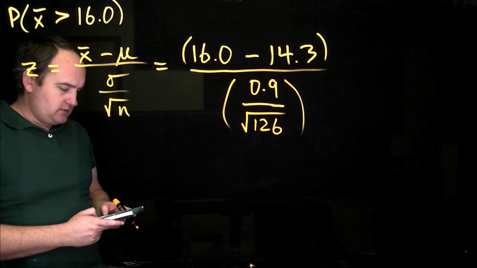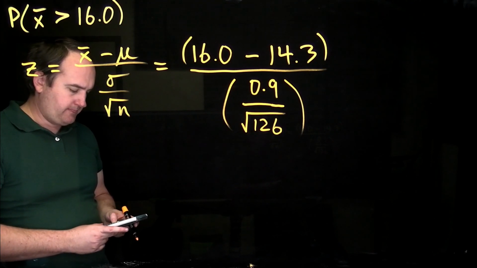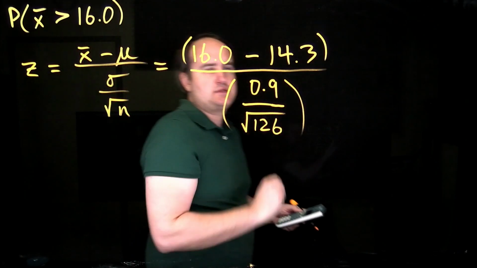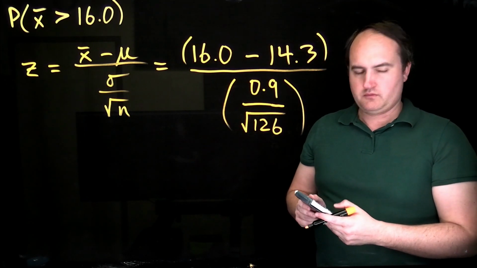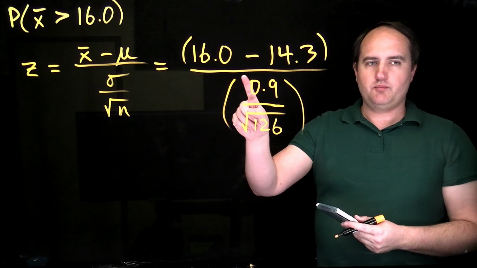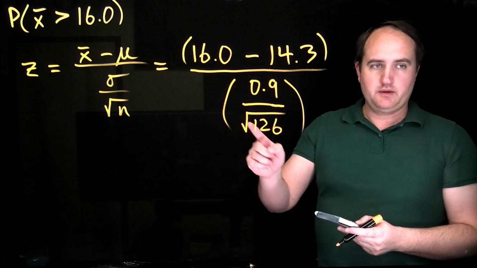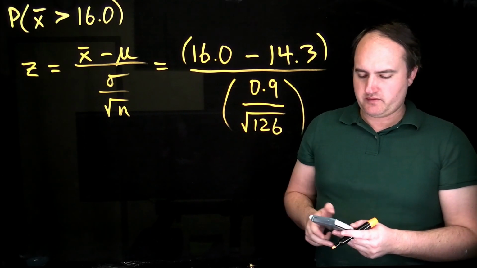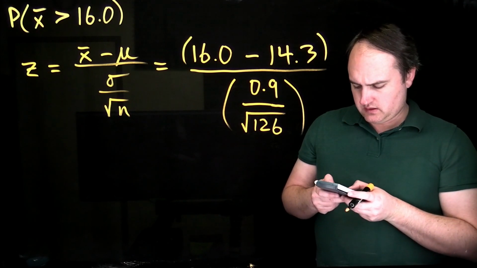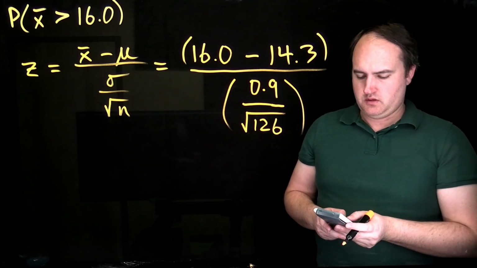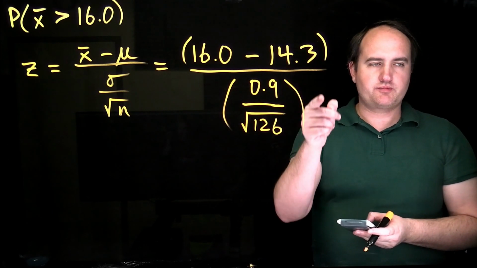So parentheses 16.0 minus 14.3, end parentheses, and then I press the division symbol, and then parentheses 0.9 divided by square root of 126. Okay. And then close parentheses.